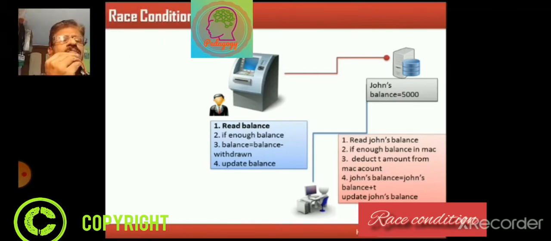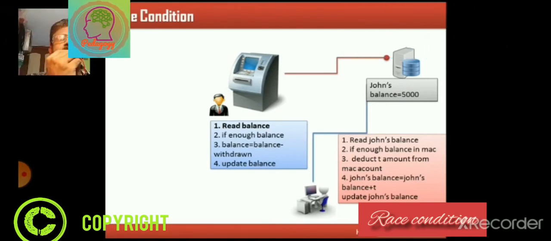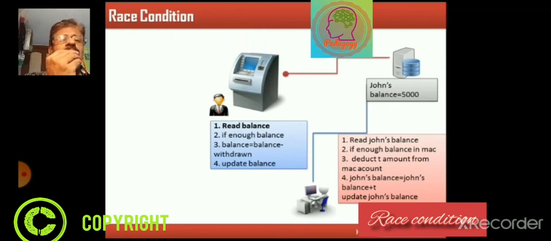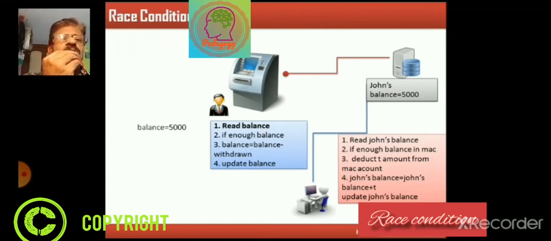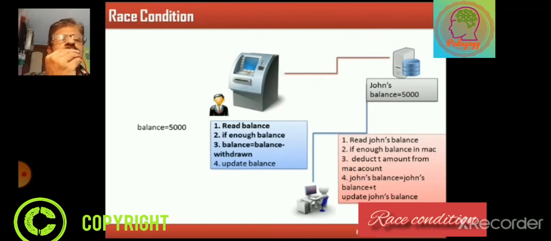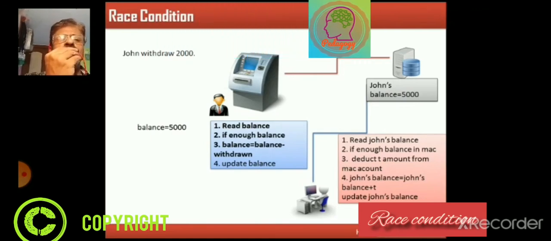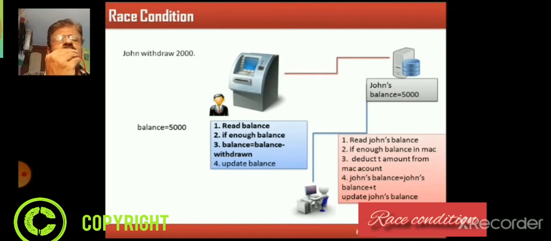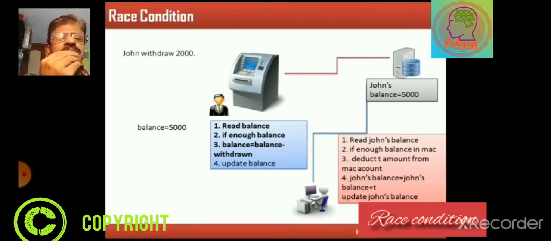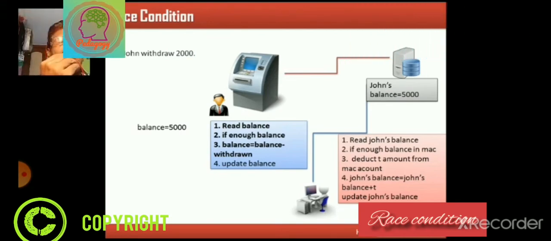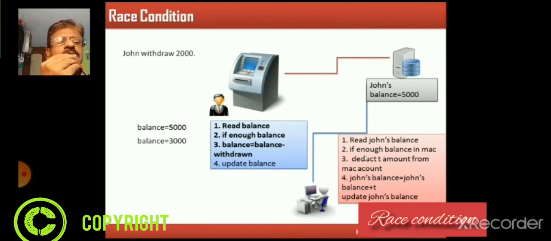What will happen? If we do not maintain any synchronization between these two processes, there may be wrong reports, wrong output, there may be some misleading information. Suppose John has a balance of 5,000 and John wants to withdraw 2,000. Simple way, John withdraws 2,000, no problem. He has sufficient balance, and after withdrawing, the remaining balance will be 5,000 minus 2,000, that means 3,000.